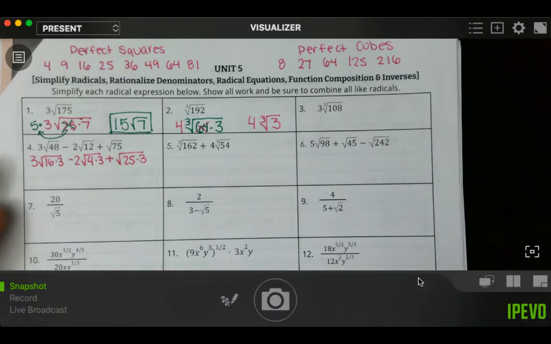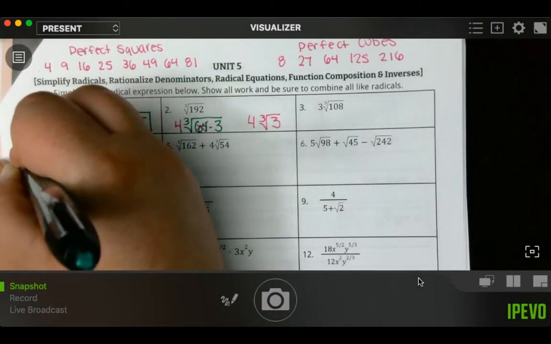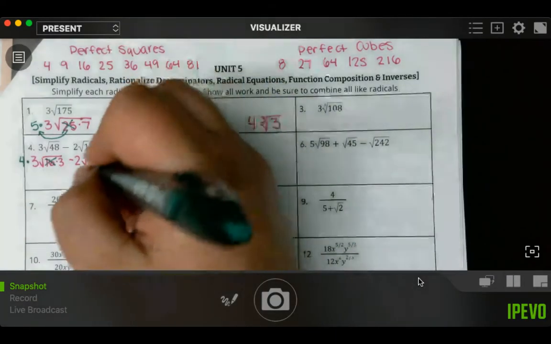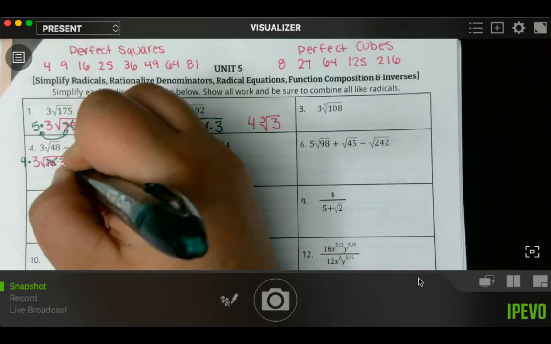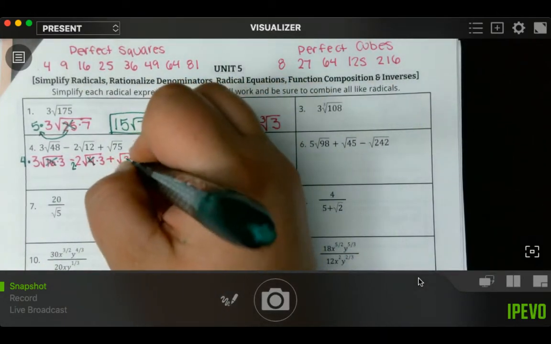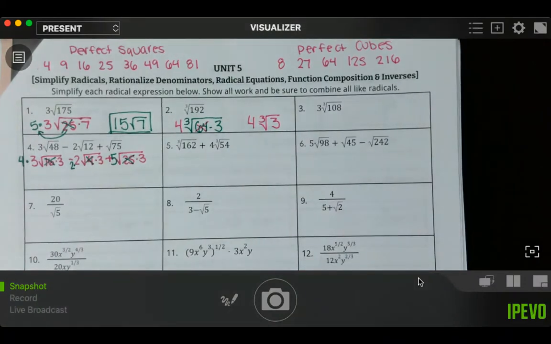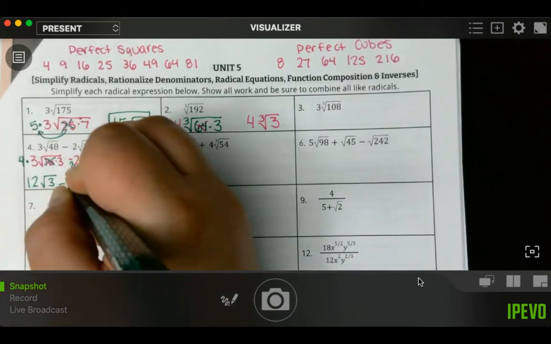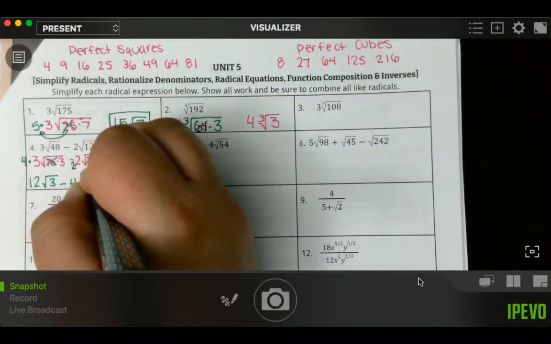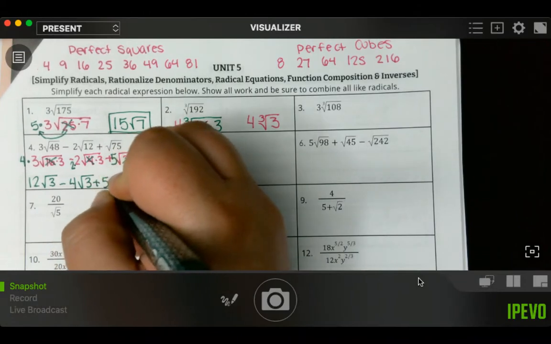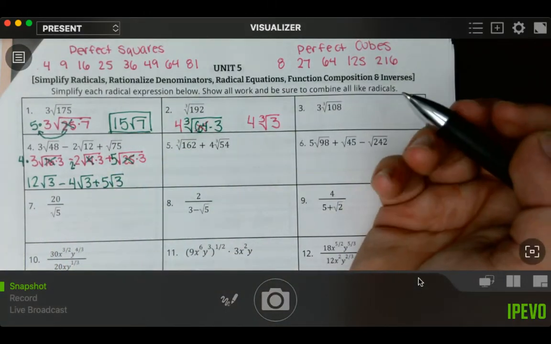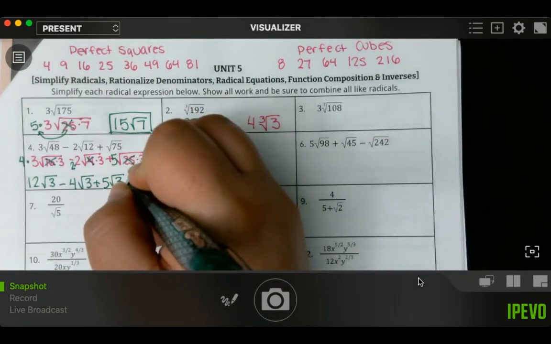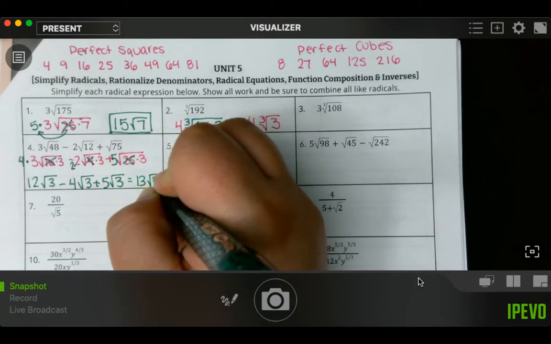What happens now is this is going to become a 4 outside because the square root of 16 is 4. This is going to become a 2 outside because the square root of 4 is 2. And the 25 is going to turn into a 5. So basically I have 4 times 3, 12 square roots of 3, minus 2 times 2, 4 square roots of 3, plus 5 square roots of 3. Since they are all square roots of 3, you can do 12 minus 4 plus 5, which is 13 square roots of 3.